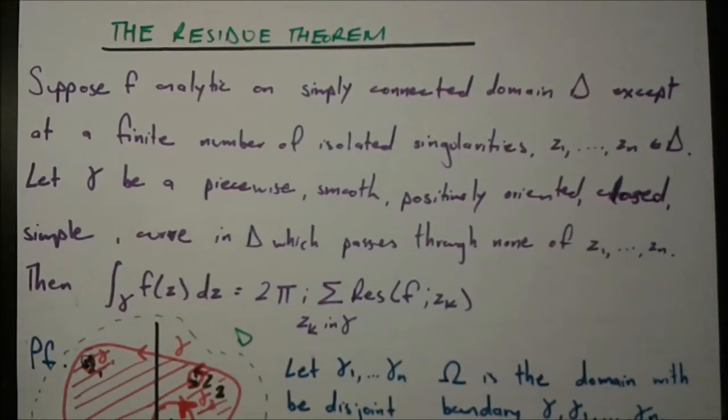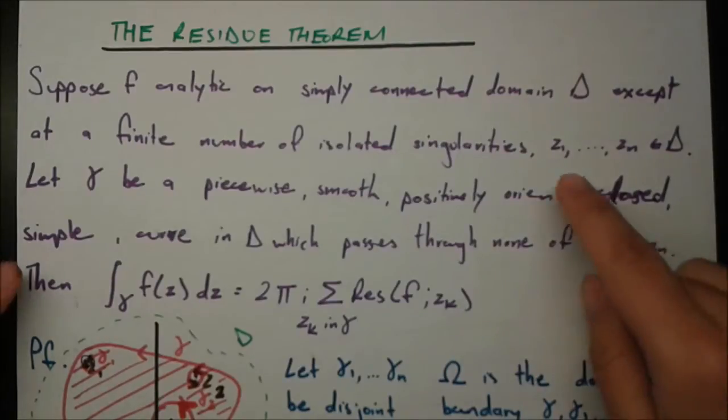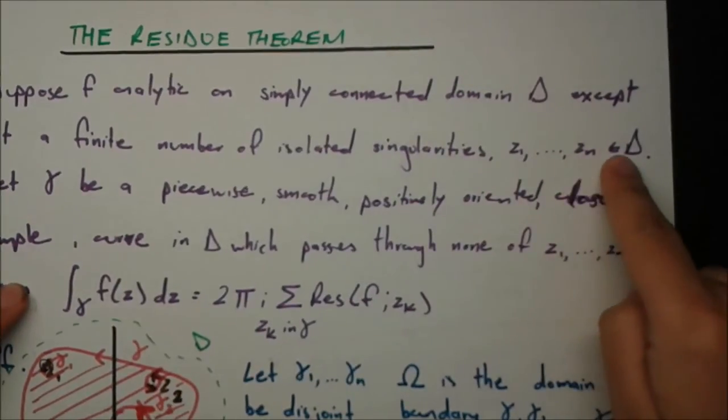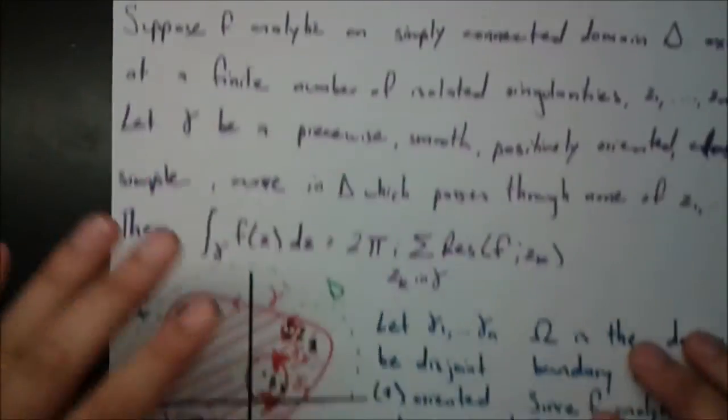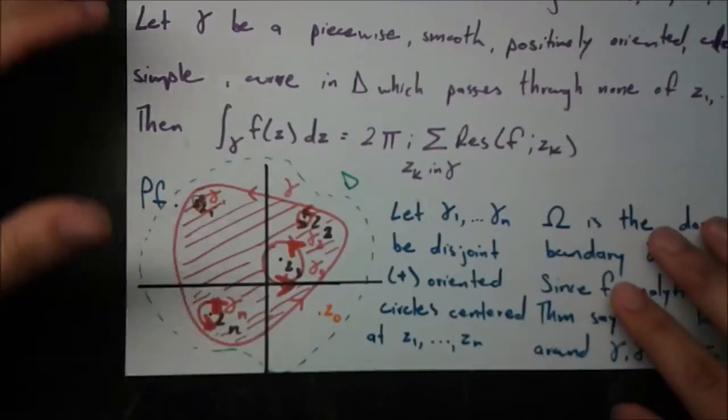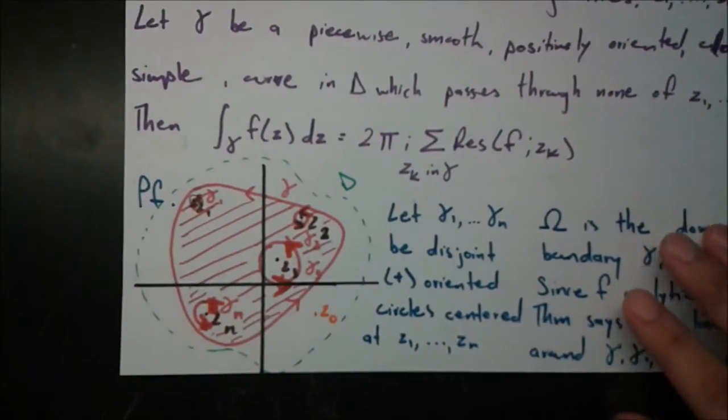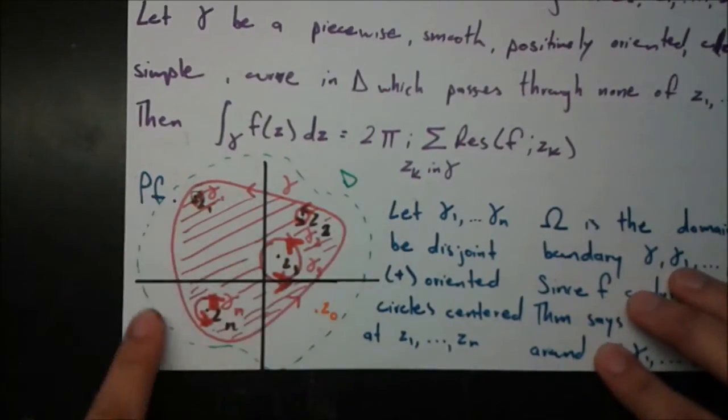Suppose f is analytic on a simply connected domain D, except at a finite number of isolated singularities z sub 1 through z sub n, which all lie in D. So let's just evaluate that so far. In this picture, I've drawn everything as we go through the theorem. The first thing is that we have this domain D, I've drawn in green, and everything inside there will be the domain.